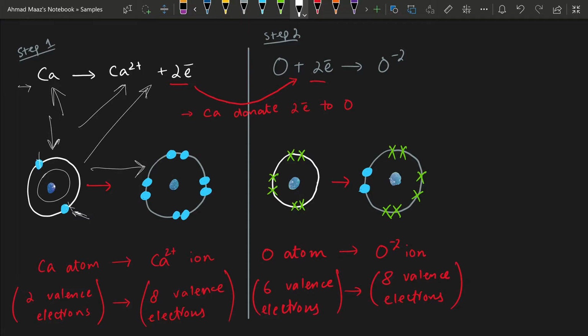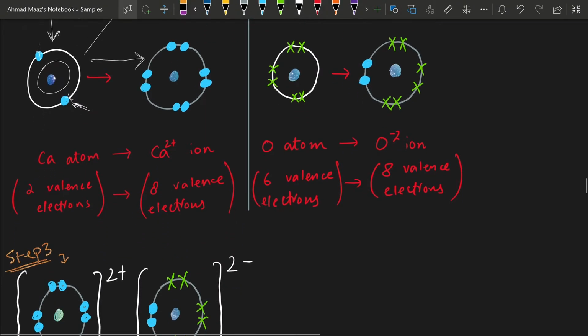On the other hand, oxygen has 6 valence electrons, and oxygen needs 2 more electrons to complete its octet and become an oxide ion. These 2 electrons are coming from the calcium atom. Calcium atom loses 2 electrons, oxygen atom gains 2 electrons, calcium atom becomes calcium ion, oxygen atom becomes oxide ion. Both these structures now have a complete octet.